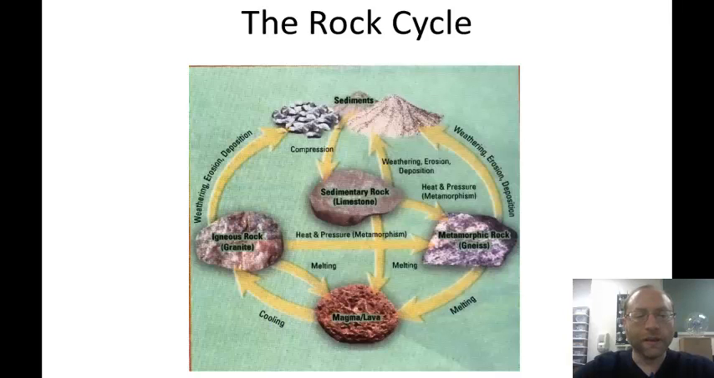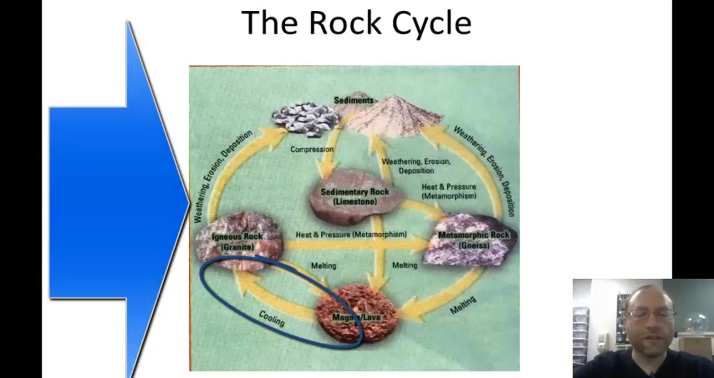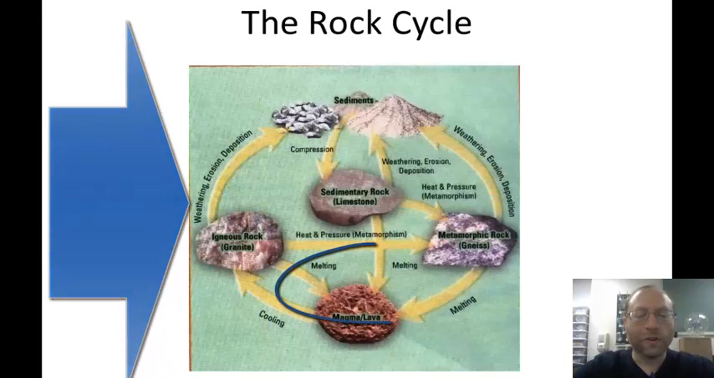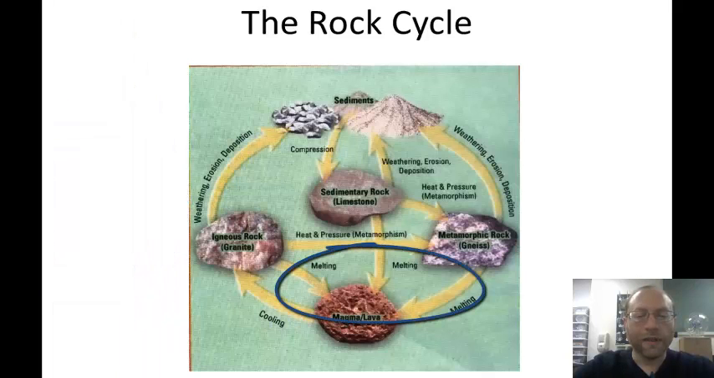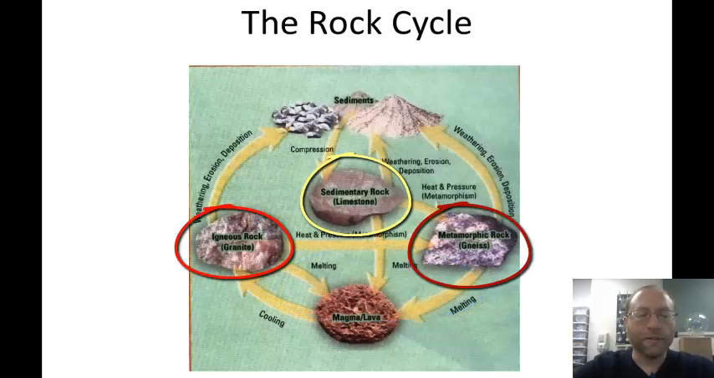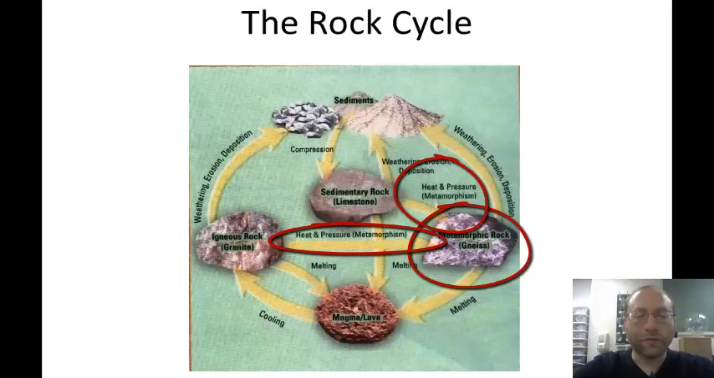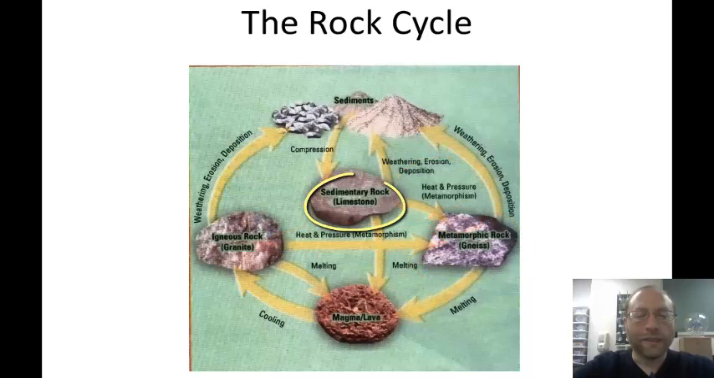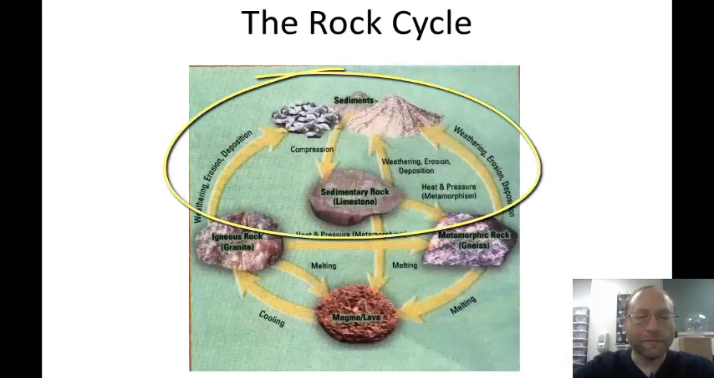So if you look on here, an igneous rock is formed by the cooling, solidification or crystallization of magma, and magma or lava is formed by the melting of any other kind of rock. It could be any one of the three: igneous rock, sedimentary rock, or metamorphic rock. Metamorphic rock can be caused by heat and or pressure. And sedimentary rock comes from sediments being compacted and also cemented together.